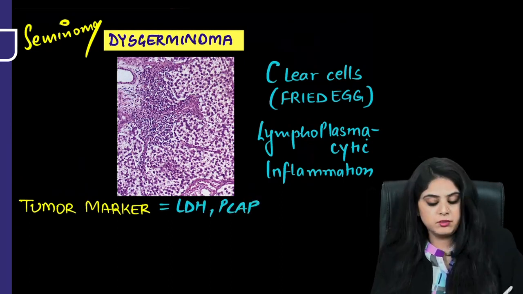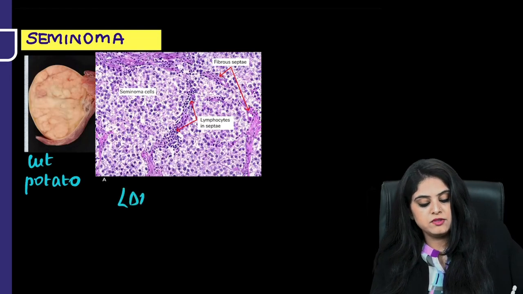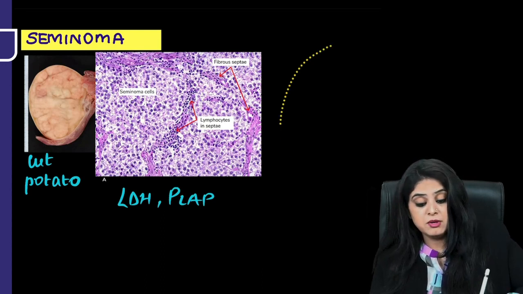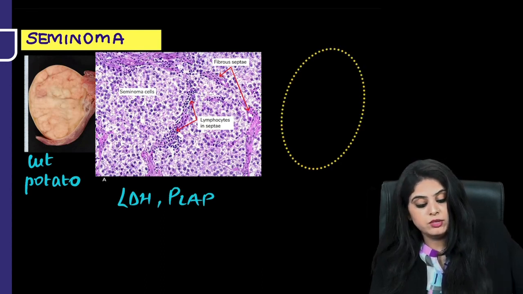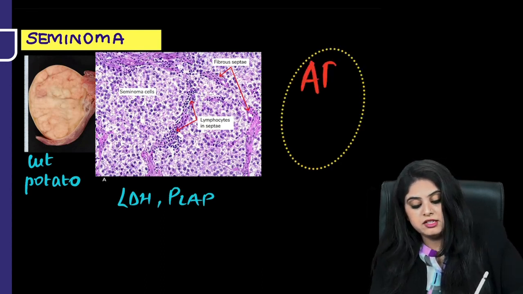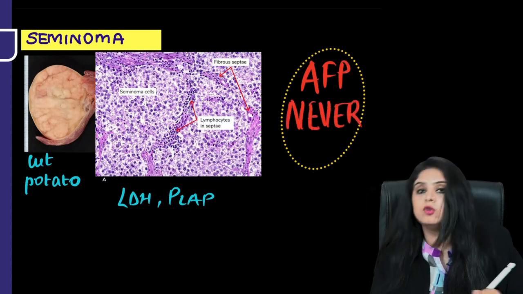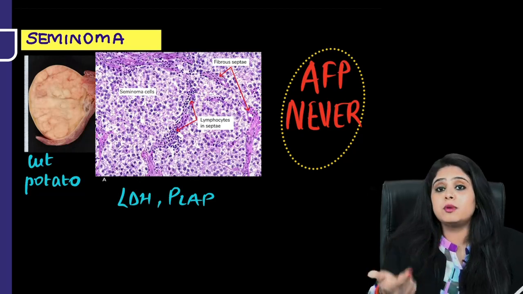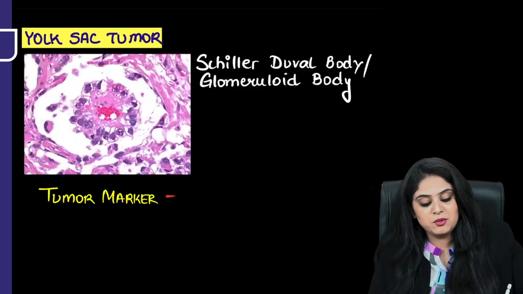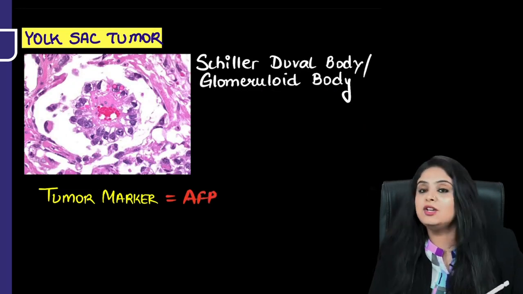So dysgerminoma also shows you LDH and PLAP positivity. Seminoma is also going to show you LDH and PLAP positivity. But what was the question in our theory? Which is the one that is never ever seen in it? AFP is never ever going to be a tumor marker for seminoma or dysgerminoma, because AFP, alpha fetoprotein, is a tumor marker of the yolk sac tumor.